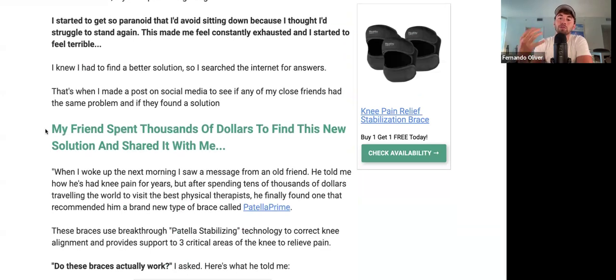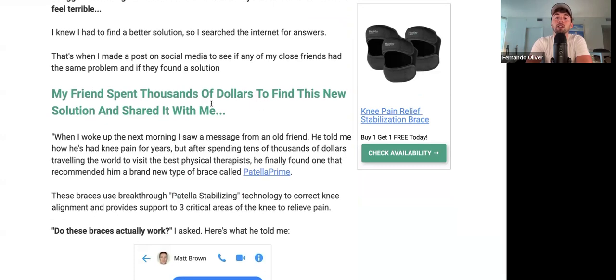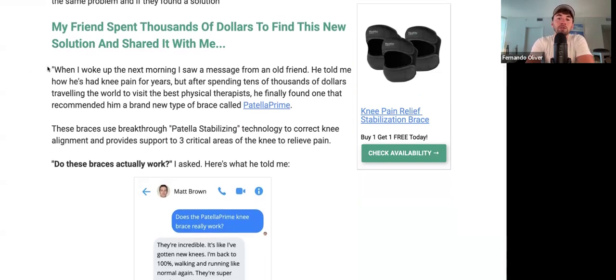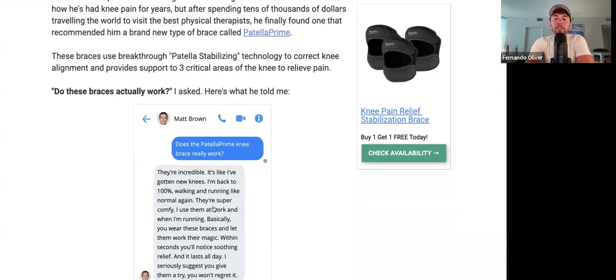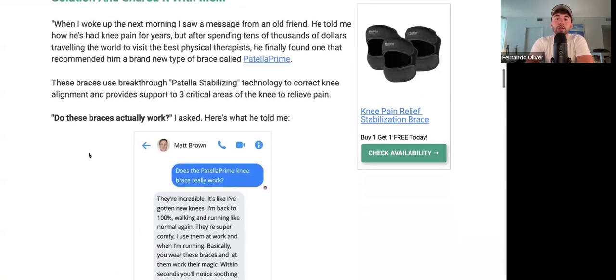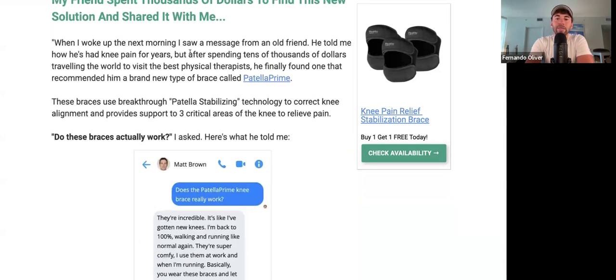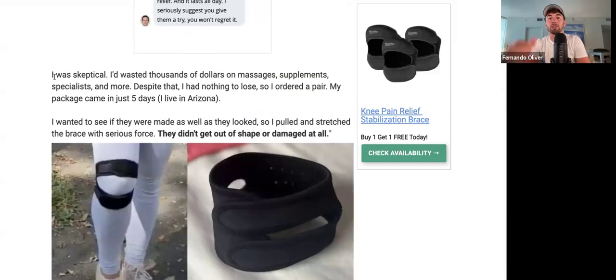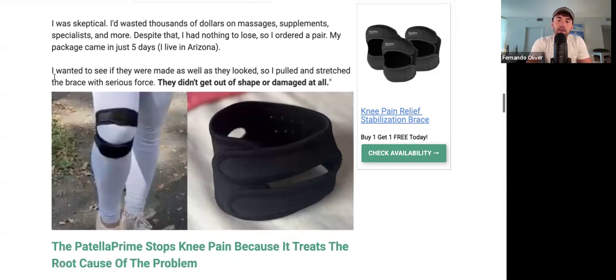And then the social proof, trusted source recommendation comes in. My friend spent thousands of dollars and they found this new solution. I mean, they've used this multiple times. Aussie Home has used this multiple times. You have this like Facebook image where a friend is reaching out and they found some new solution, some new miracle product that fixes the problem. And then the person is skeptical, they try them out.